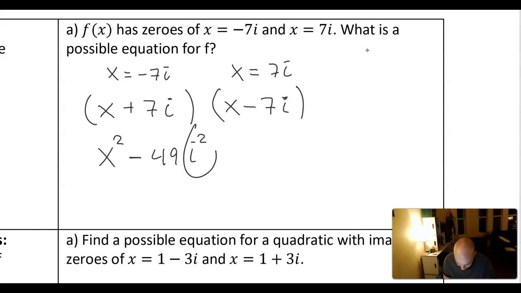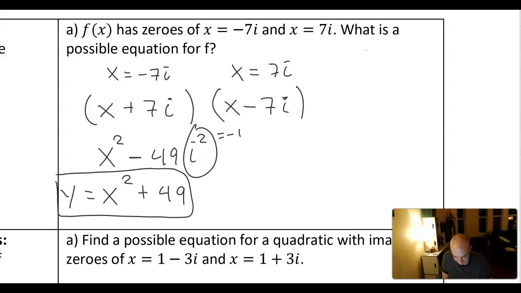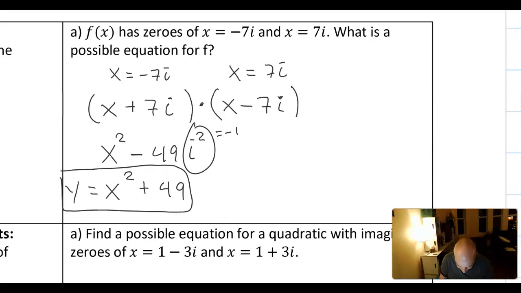But i squared is equal to negative 1. So really, we have x squared plus 49 as the simplest answer there for a possible equation for f. And you could, of course, multiply that by 2 or 10 or some other number if you wanted to, but that's the base equation that's going to have those zeros.